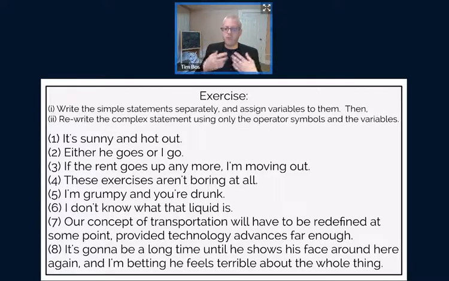So then you'll just want to translate it into that format, making sure that you put the antecedent first and the consequent second. Because it's a huge difference if you switch them around, right? If I said, if our concept of transportation will have to be redefined at some point, then technology will have advanced far enough. It's not really the same meaning. It doesn't mean the same thing. Even if that maybe is true as well, it's not making the same claim, right? So when you have an if A then B, it matters which one you're putting right after the if, right? It matters which one's the antecedent and which one's the consequent.